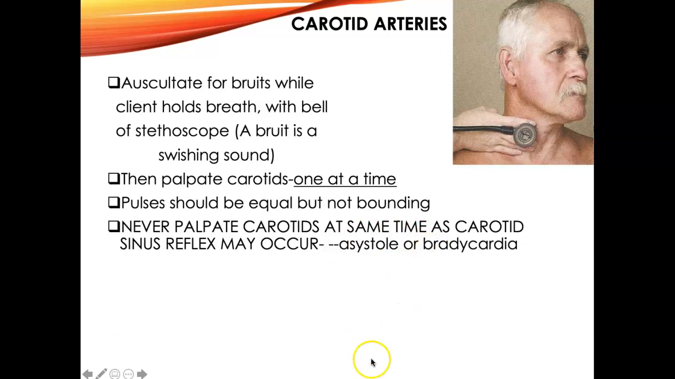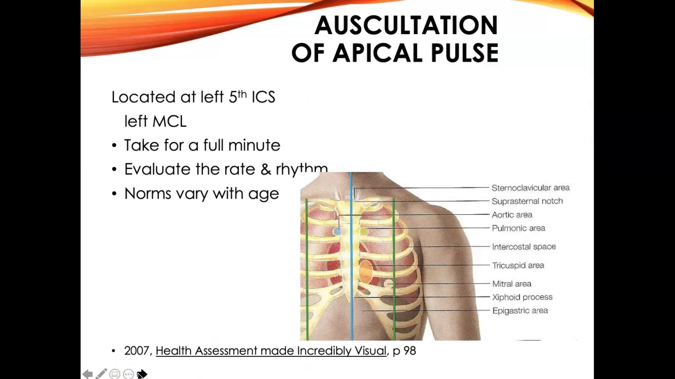All right, next we're going to auscultate that apical pulse. So we listen at that fifth intercostal space, midclavicular line, and we're going to listen there for a full minute. You're going to evaluate the rate, which is how fast it is going per minute, so you're going to count how many beats per minute. And not only that, but the rhythm as well. Is it regular? It should be fairly regular for a normal, healthy adult.